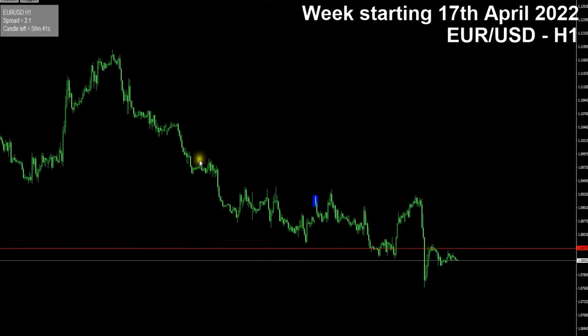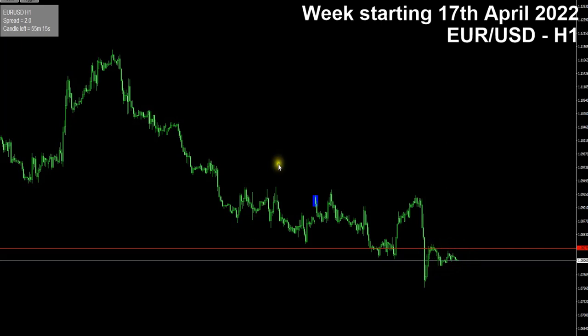So here we are on a blank screen, Euro USD. We're on the 1 hour chart. This little blue rectangle represents where the week started. You'll notice that it gapped up Sunday evening and then dropped away over the week. Now this red line here is a key area for me personally.